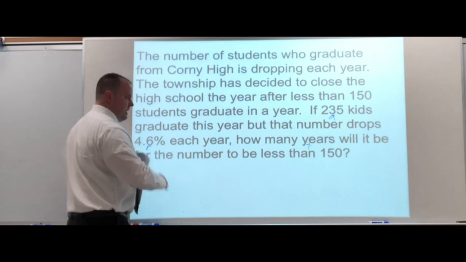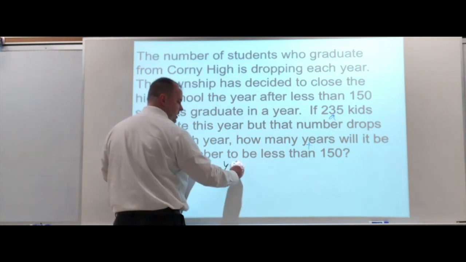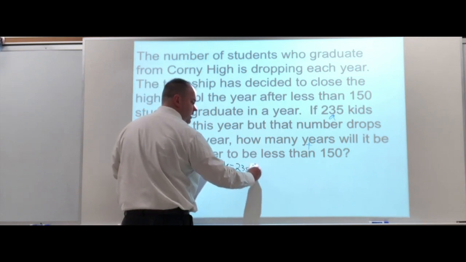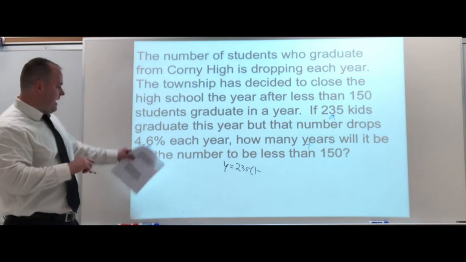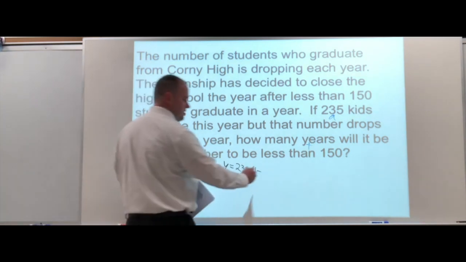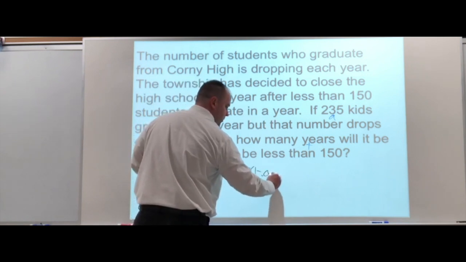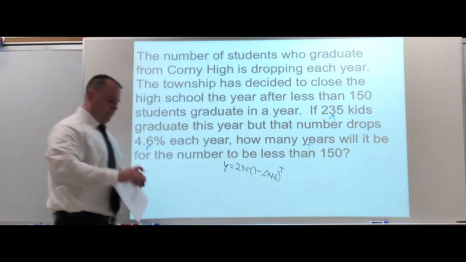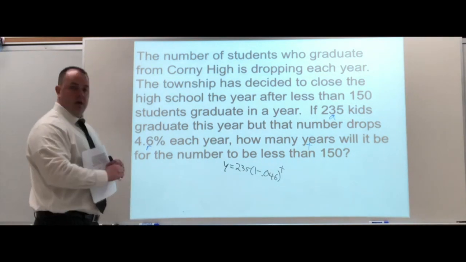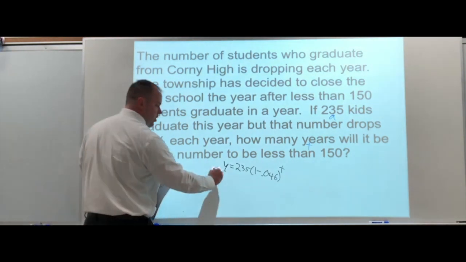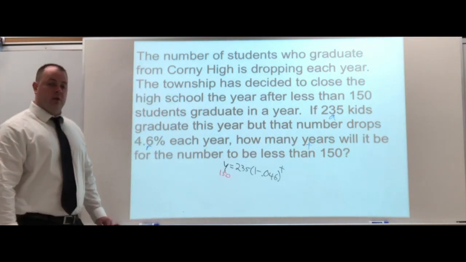So this time when you're setting this up, we have Y equals, start at 235. Now students are decreasing, so it's going to be 1 minus, and it's 4.6%, so 0.046 to the T. And we're going to do this the same way. Plug that into Y1, go to your table, and just start scrolling. And I want to know the first year we're under 150 students.